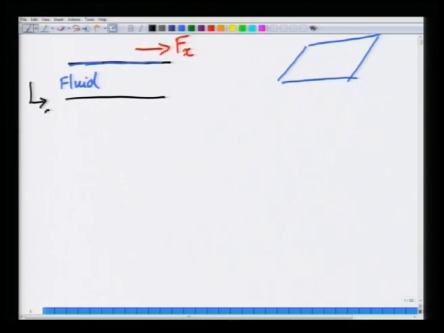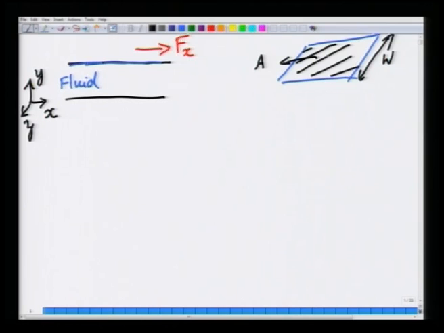where the coordinates are as follows: x, y and z. Okay. So, this has a width w in the z direction, and this is the area, the top area A, over which the force F is being applied. And the bottom plate is stationary, no force is being applied.